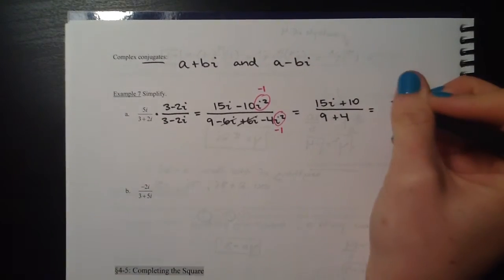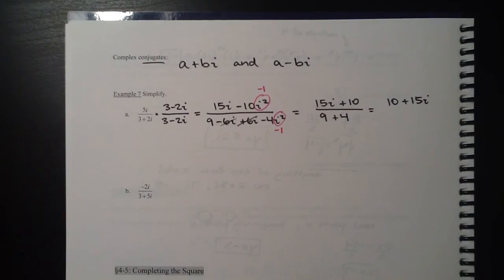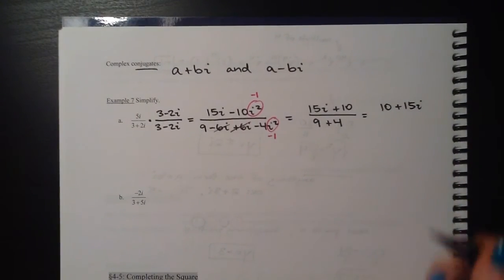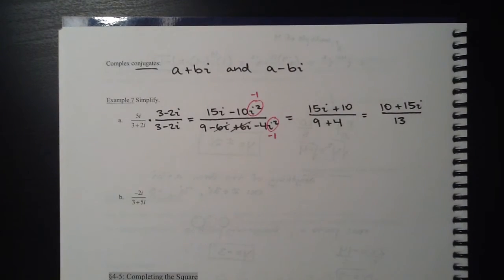Okay, so first thing in the numerator, we're used to seeing those in the opposite order, so I'm just going to go ahead and swap them. Addition is commutative, so it's totally fine. And then 9 plus 4 gives me 13 in the denominator.